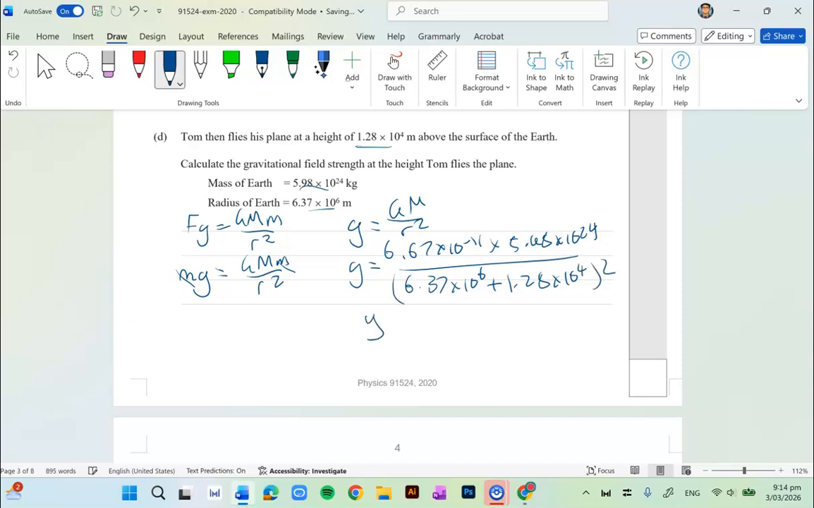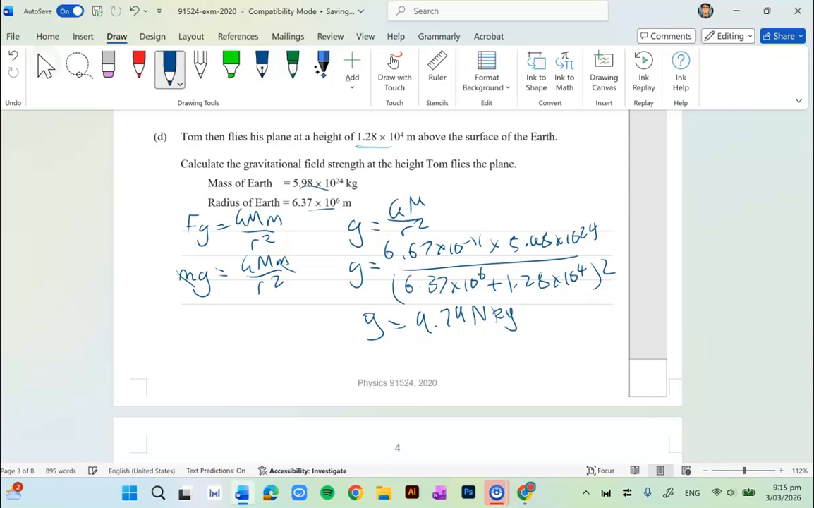Oh no, we're 6 minutes in. We've got to keep moving. 6.67 times 10 to the negative 11, times 5.98 times 10 to the 24, and all that's divided by 6.37 times 10 to the 6 plus 1.28 times 10 to the 4, and all of that squared. Okay, so I got 9.79 as my answer. Newtons per kg, something like that.